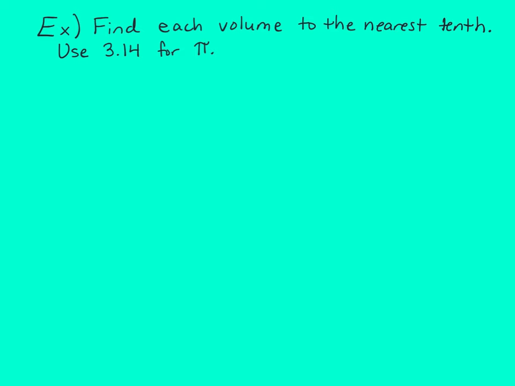In our example, we're going to find the volume of each figure to the nearest tenth, and we'll use 3.14 for pi. If it doesn't specify to use 3.14 for pi, then you can use a pi button in your calculator, or sometimes it may even ask you to leave your answer in terms of pi, where you just leave pi throughout the entire problem.